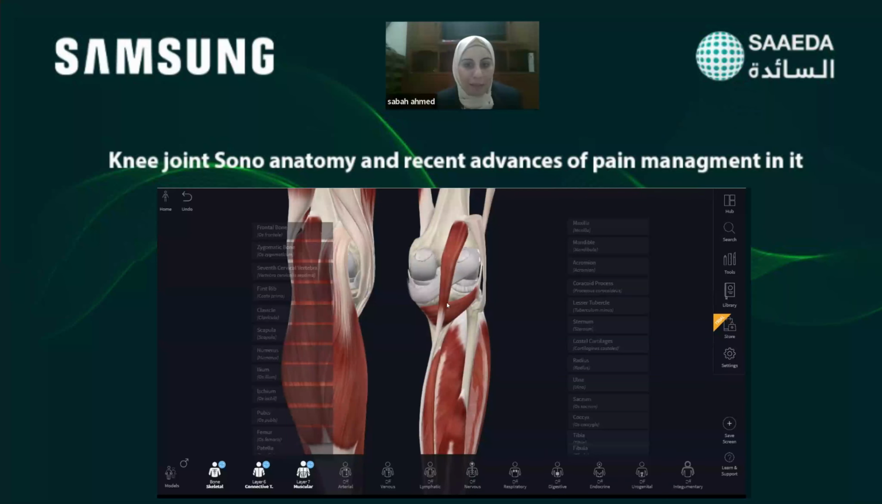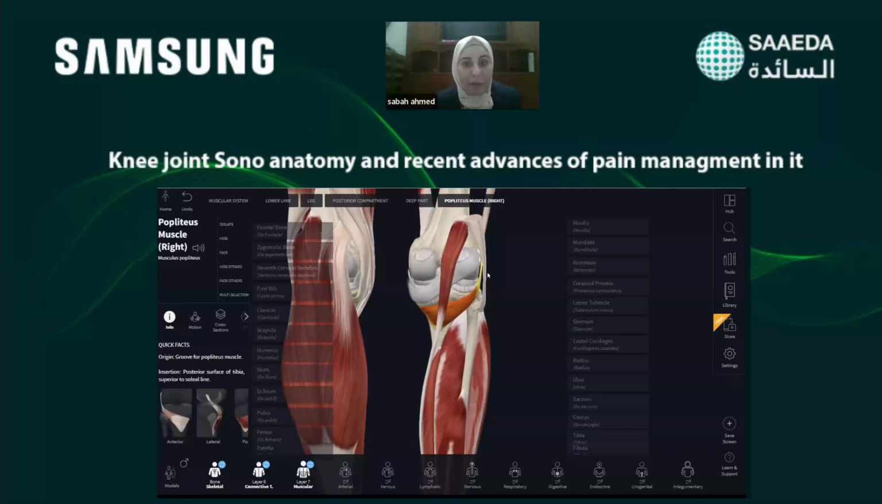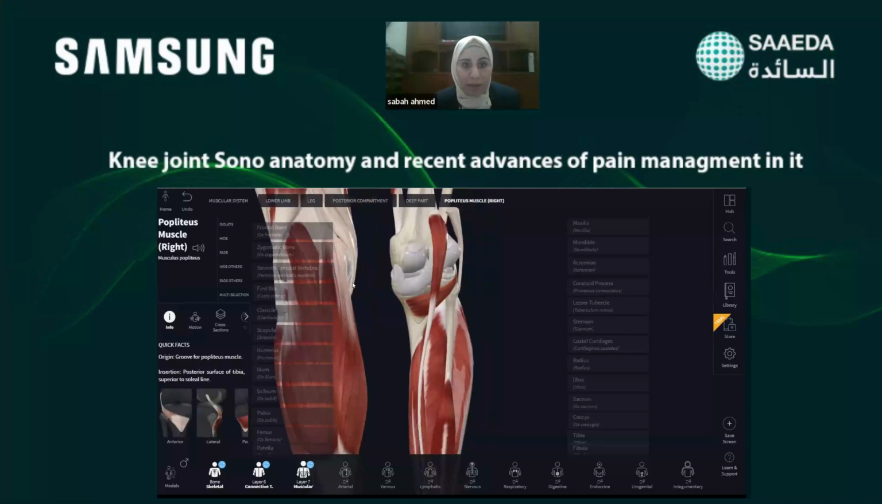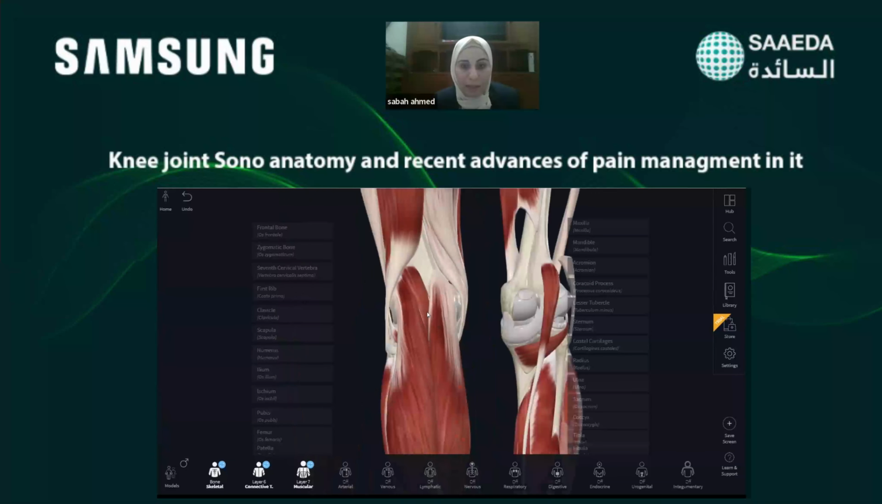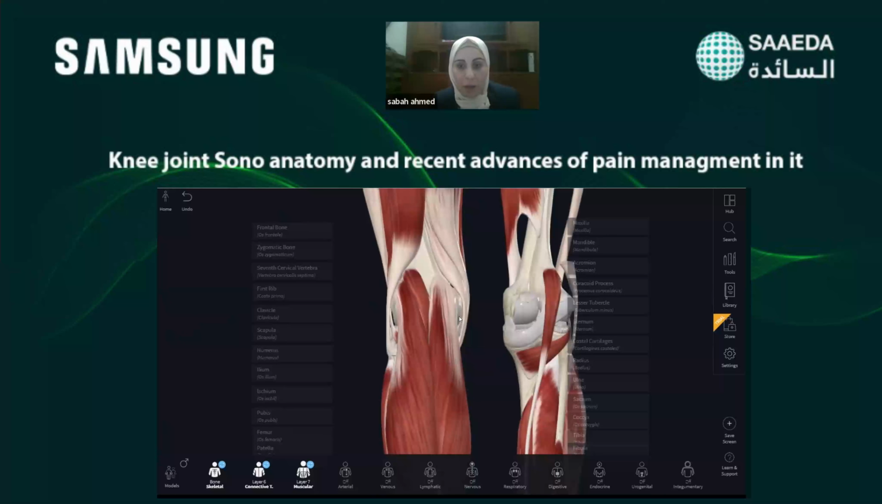There is also an important muscle here that runs obliquely from the lateral condyle and comes to the medial side. This is called the popliteus muscle, and we can also see it by ultrasound. So this is regarding the posterior part. Here there is some important thing to be said. This is the left side. So this is the medial side, and this is the lateral side.